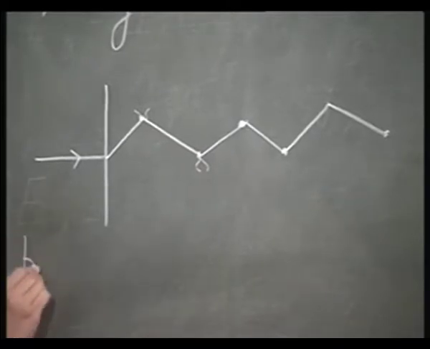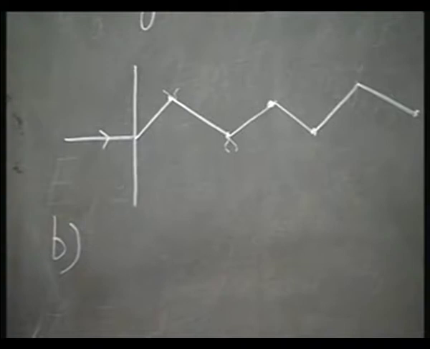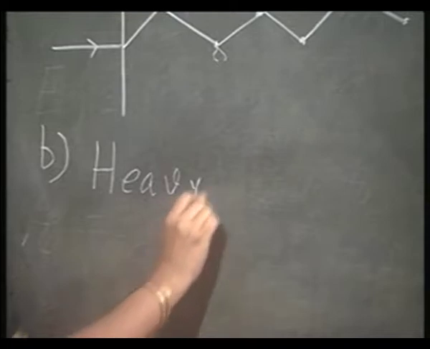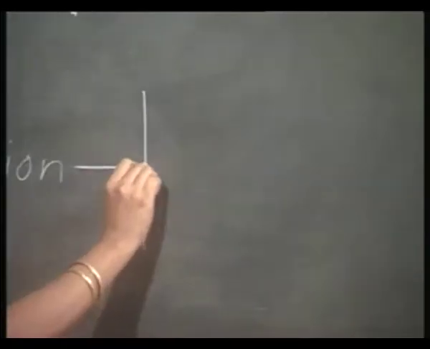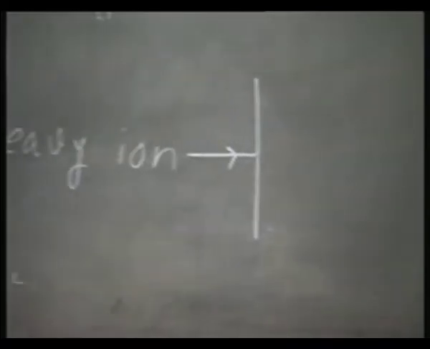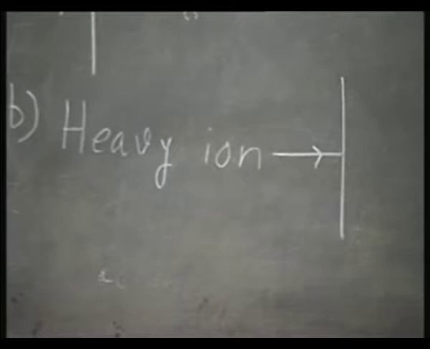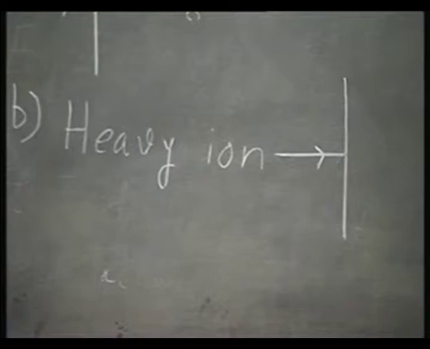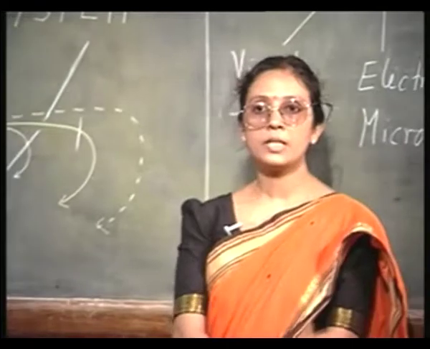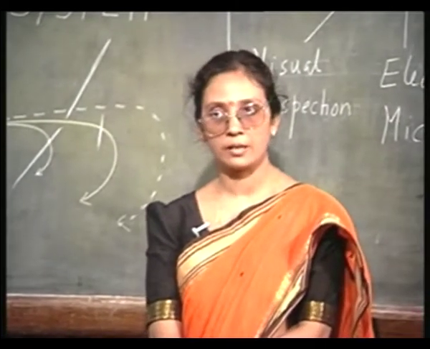Now, let us take the case of a heavy ion. As before, this is the surface. Now, what is going to happen? This is a heavy ion. At every collision, it transfers a large amount of energy to the lattice atom, and it gets deflected only by a small scattering angle, right.